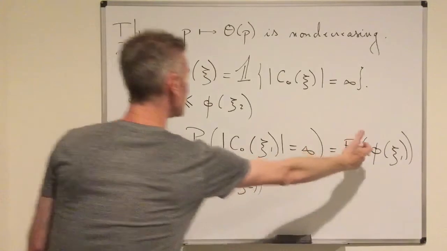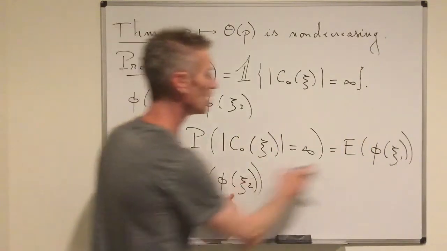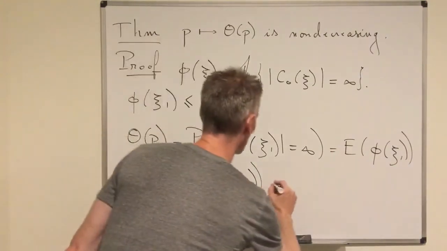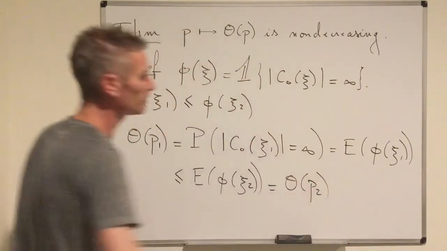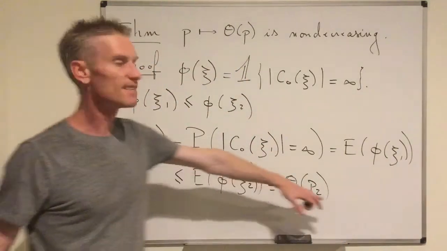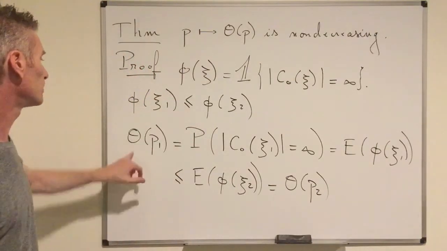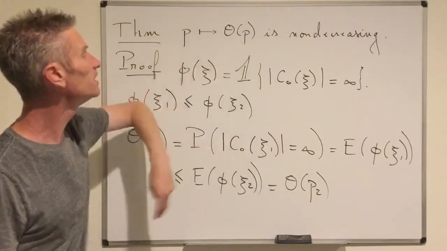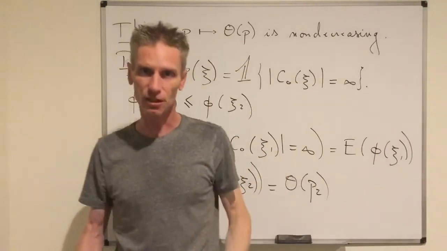And again, going backward like that, you can also prove that expected value of phi of xi2 is equal to theta of p2. So eventually you get theta of p2. Conclusion, each time you take p1 less or equal to p2, you can prove using this coupling argument that theta of p1 is less or equal to theta of p2. So indeed, this proves that this function theta is non-decreasing.